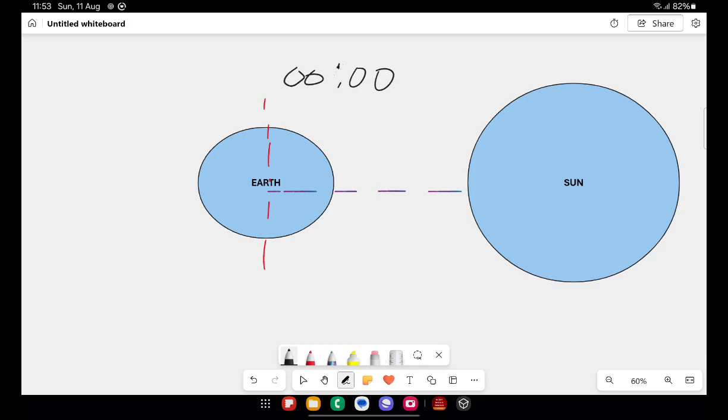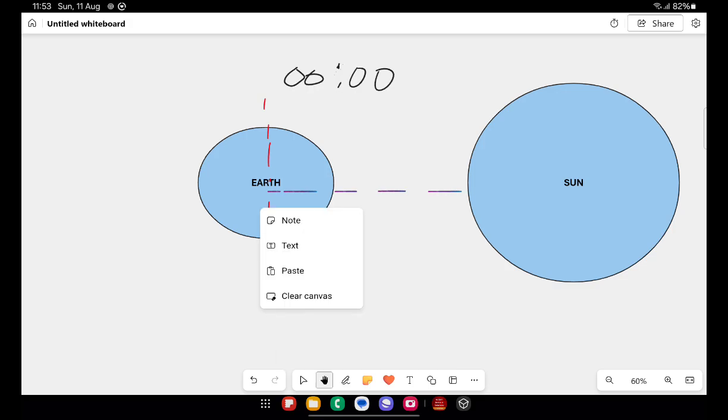So this is the time on Earth right now, 0 hours and 0 minutes, when the sun's rays are falling directly on the surface of the Earth. But for every second, let's take this point.